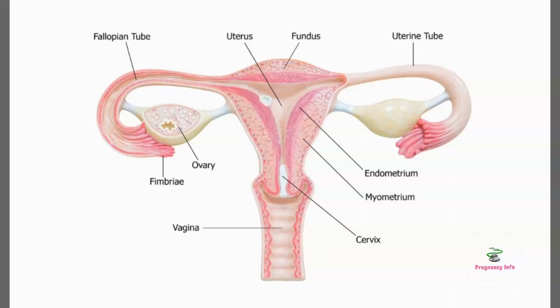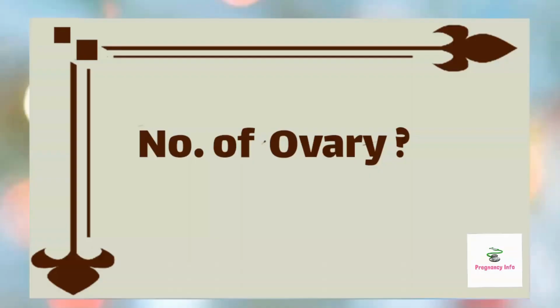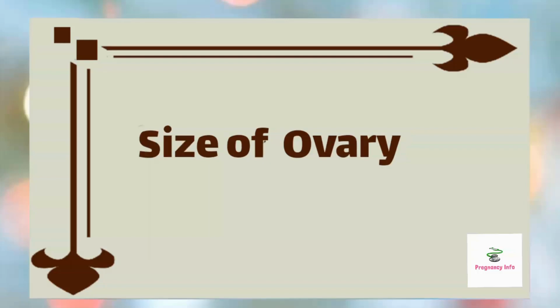So we will discuss how many ovaries are in the female body. There are two ovaries, one left and the other right. Its shape is oval, not round, so it looks like an egg. And now we will discuss its size. Its size is about 4 centimeters long. It can vary according to female health, but the standard size for each female is about 4 centimeters long.